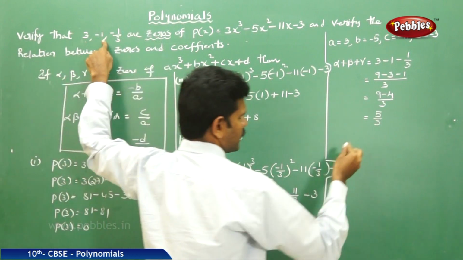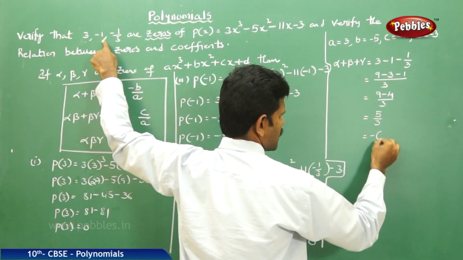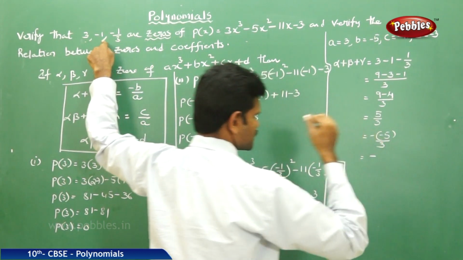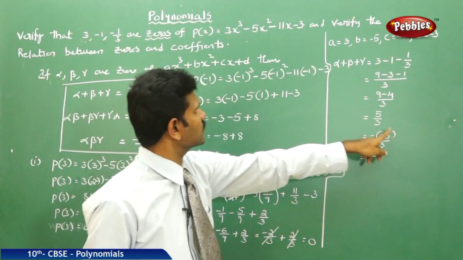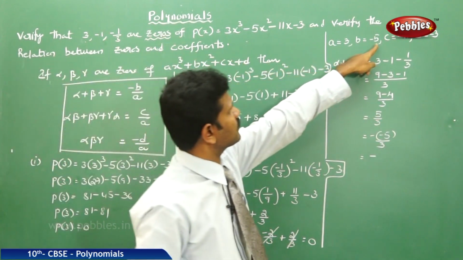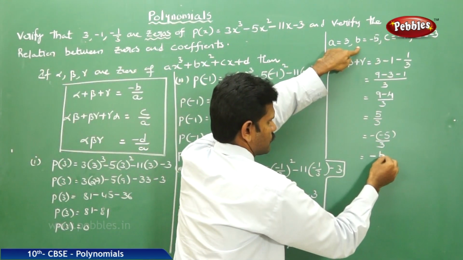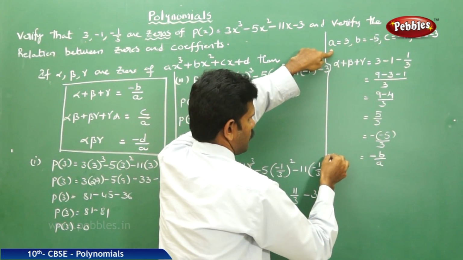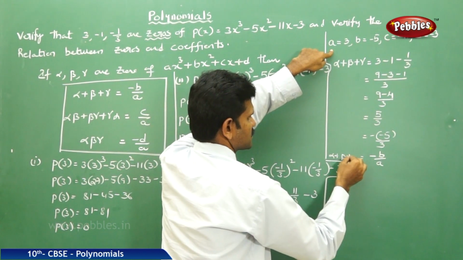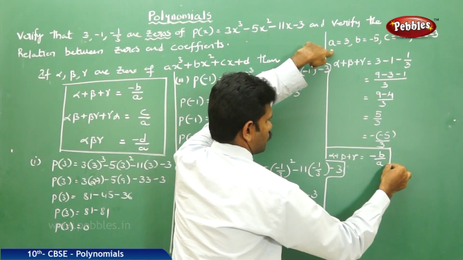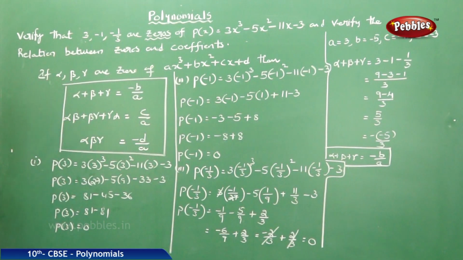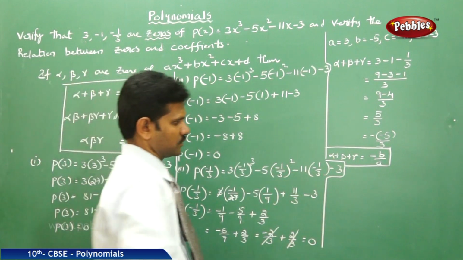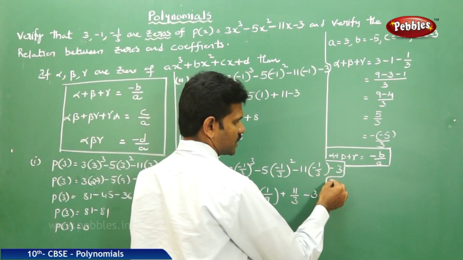This 5 I will arrange as minus of minus 5 by 3, that is equal to minus 5, nothing but b, by 3, nothing but a. That is, alpha plus beta plus gamma is equal to minus b by a. Very beginning I had written here alpha plus beta plus gamma is equal to minus b by a. I proved that one.